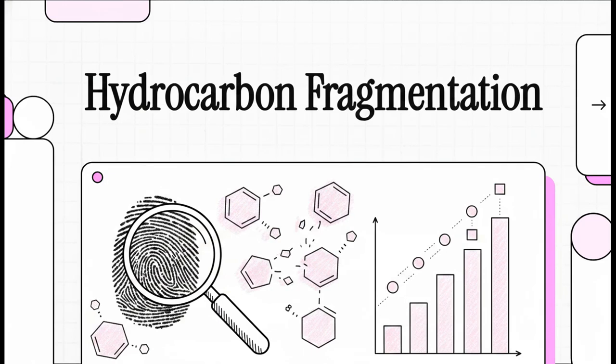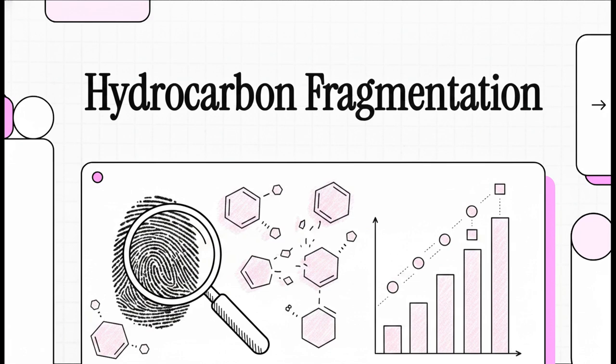Welcome to this explainer. Okay, imagine for a second that you're a forensics expert walking into a totally cold case. You can't actually see the culprit, right? But you do have the fingerprints they left behind at the scene. Well, in the microscopic world of chemistry, we do exactly the same thing.